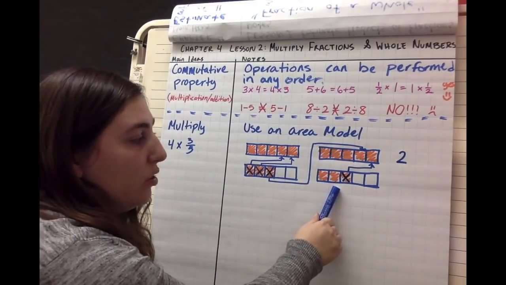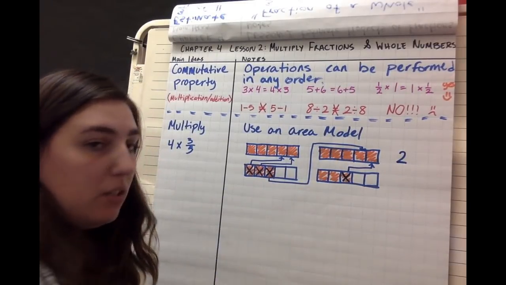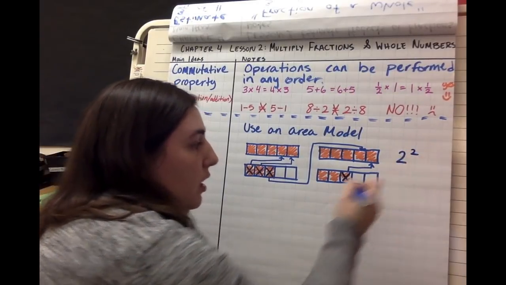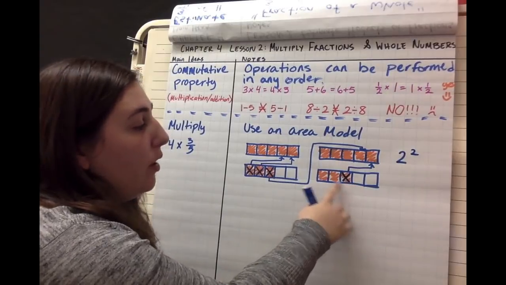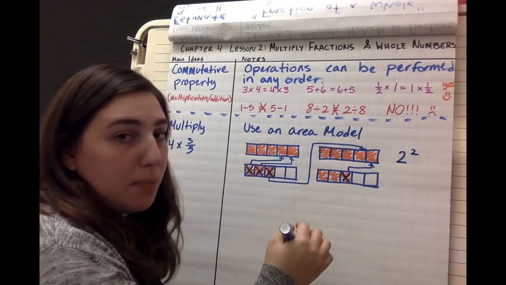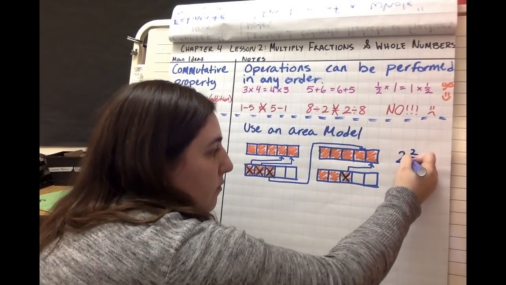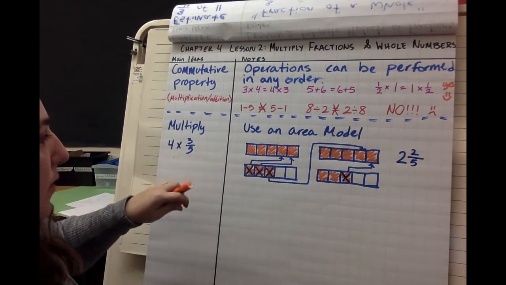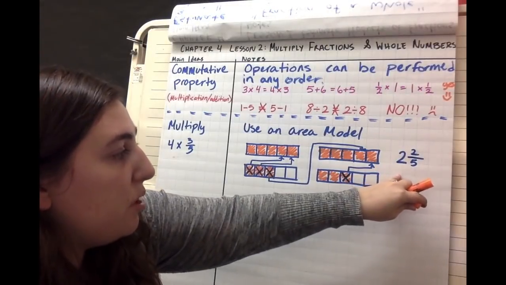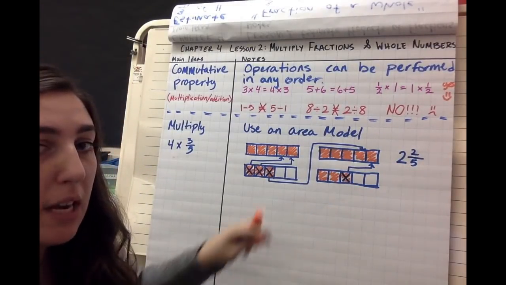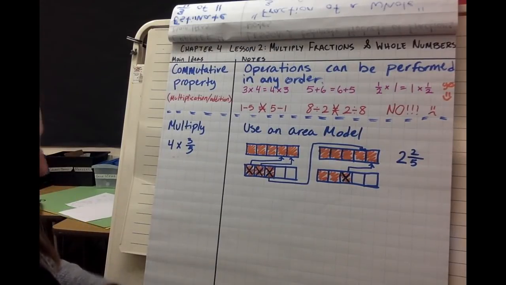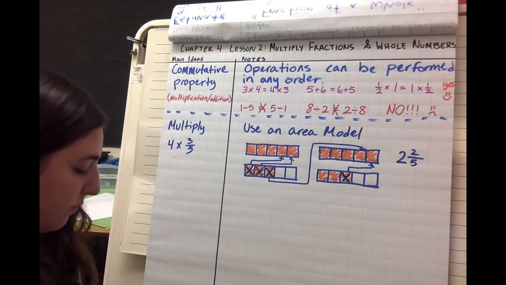Now, how many ice cubes do I have left in the ice cube tray? I have 2 ice cubes left. Out of how many? Well, out of 1, 2, 3, 4, 5 spots. Okay? So this is my answer. 4 times 3/5 is going to be 2 and 2/5. Okay, and I showed that visually. Now, that's one way to do it, okay?